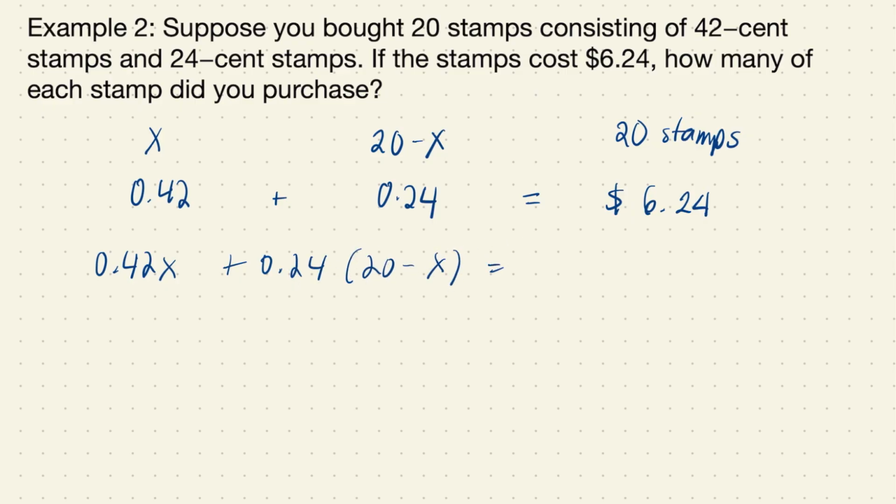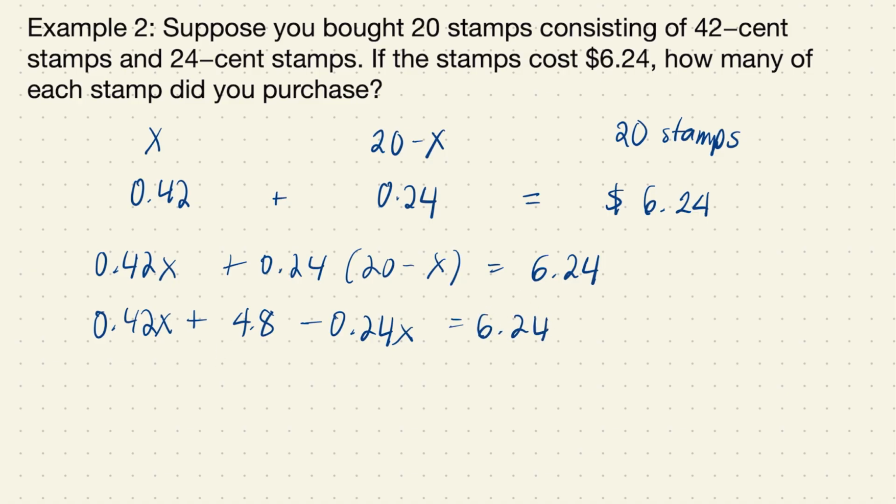But don't be confused. Do not multiply 6.24 by 20, because 6.24 is not the price per stamp. It's the total price of the 20 stamps. So it should be just $6.24, and that's it. Distribute the second term, so you get 0.42x plus 0.24 times 20 is 4.8 minus 0.24x is equal to 6.24.